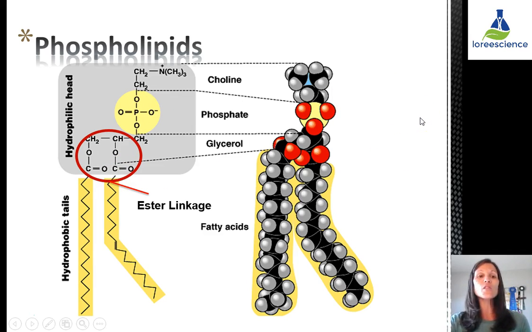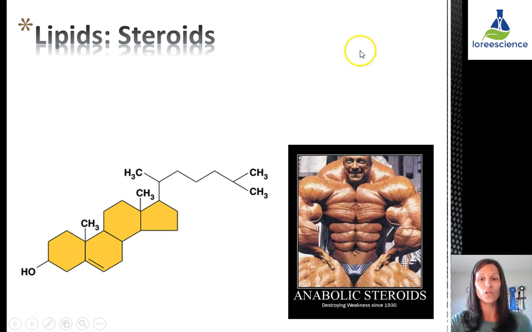These are making up our phospholipid bilayer or our cell membrane, and because of their amphipathic characteristics are selectively permeable, letting some things through, not letting other things through, depending on their polarity or their charge.